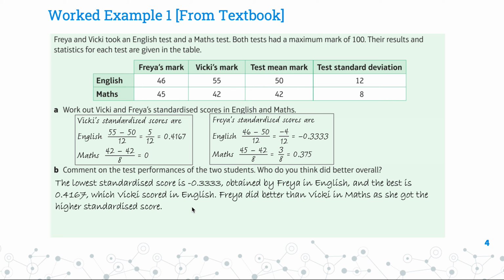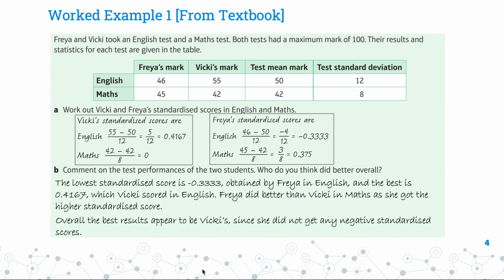So the lowest standardised score is -0.3333, obtained by Freya in English, and the best is 0.4167, which Vicky scored in English. Freya did better than Vicky in maths, as she got the higher standardised score. So we've sort of explained what's going on here, and then we're going to conclude by saying overall the best results appear to be Vicky's, since she did not get any negative standardised scores.